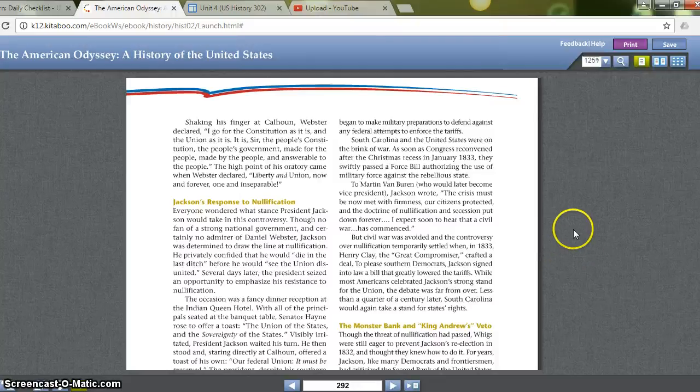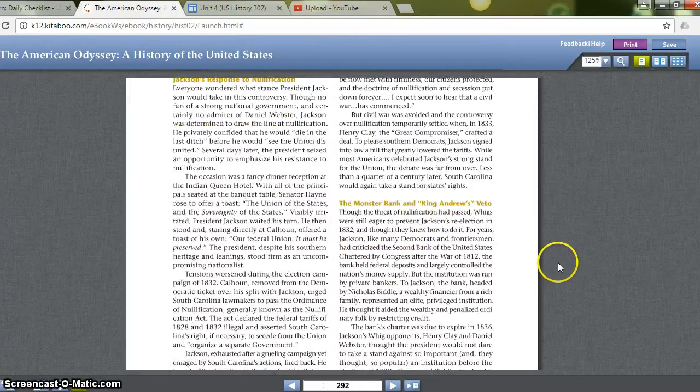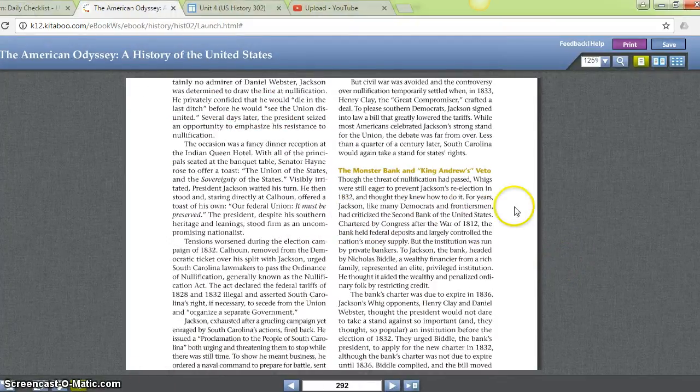The Monster Bank and King Andrew's veto.